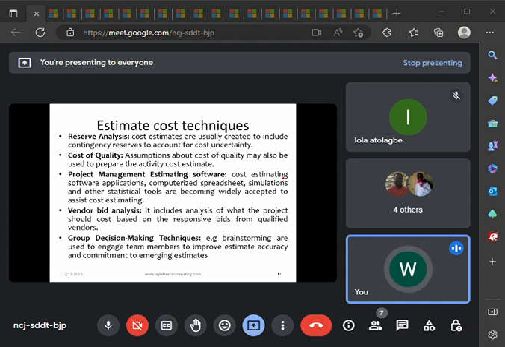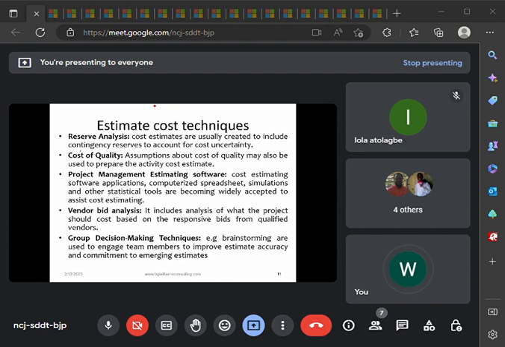Then we also have the second reserve, which is the management reserve. It is that amount of money that is kept aside by management or the project sponsors to take care of or accommodate the unknown or unidentified risk. Please, is that clear?